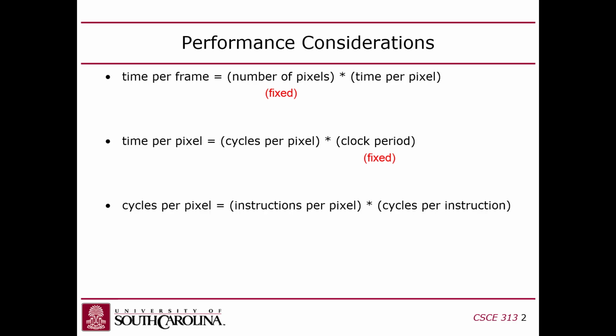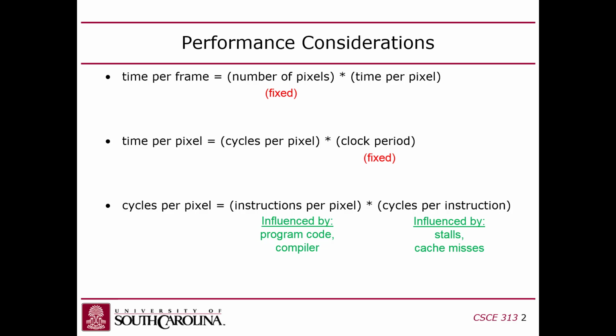So the cycles per pixel is the number of instructions per pixel times the number of cycles per instruction. The instructions per pixel is determined by the instruction set architecture and also by the compiler and the programmer. You know, how efficiently you write your code and how efficiently the compiler generates the code, right? So the instructions per pixel is kind of a software thing, essentially.